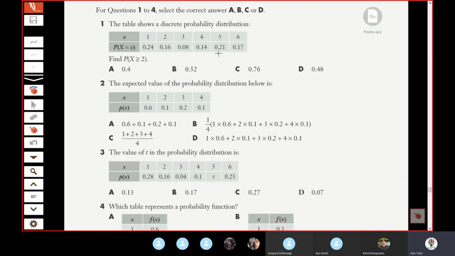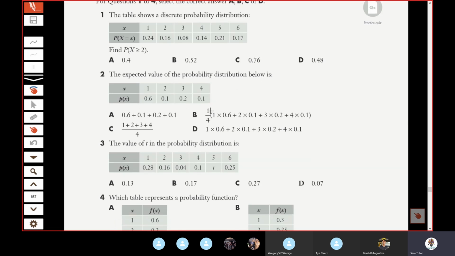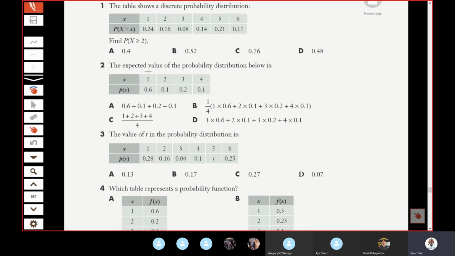Any questions? Just please stop me if something sounds weird or confusing. The expected value of the probability distribution below is this. The expected value. Does anyone remember what the expected value is? Is it the mean? It is the mean. Good work. So the mean.